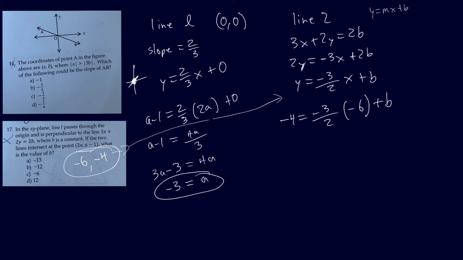Left side is negative 4, right side negative 3 over 2 times 6. So negative 3 times negative 6 is going to be positive 18. 18 over 2 is 9. Positive 9 plus b. I subtract 9 from both sides. Left side becomes negative 13 equals b. And that is answer A.